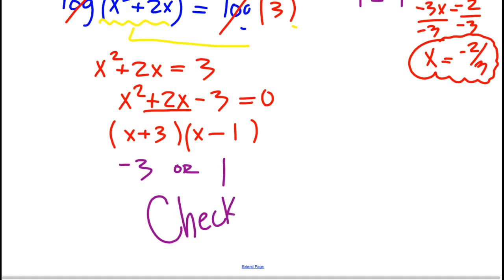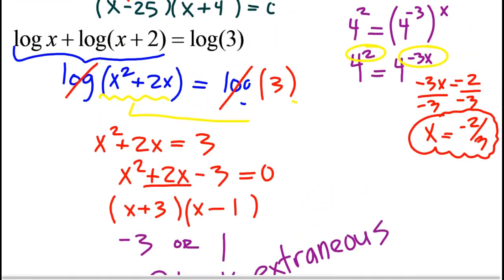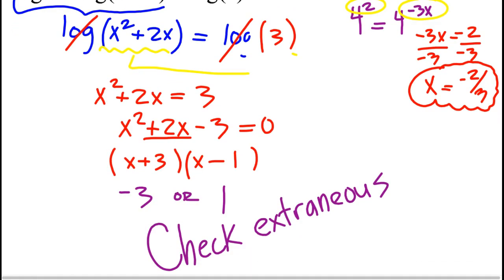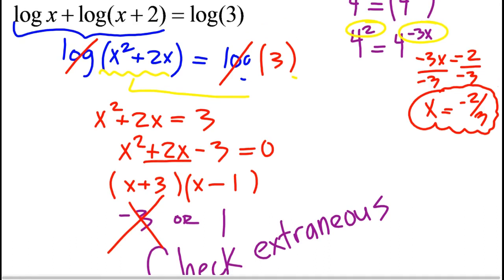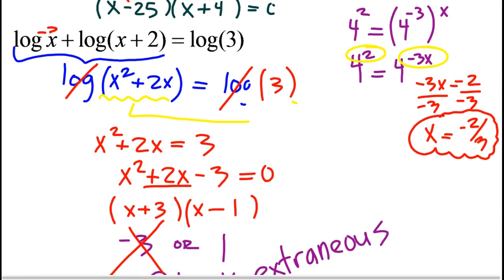extraneous. So check extraneous. All right, so it's extraneous. And which one's not going to work here? I think negative 3 is not going to work. Negative 3 crossed out because negative 3 is going to make that the log of a negative, and that's impossible.